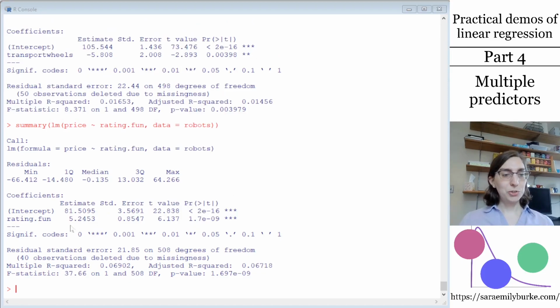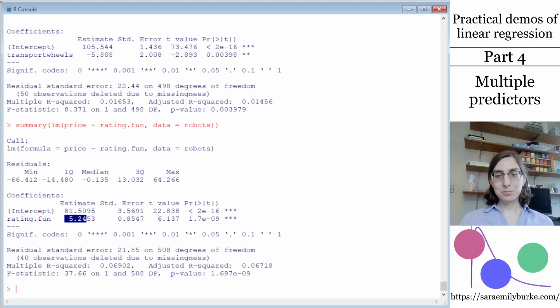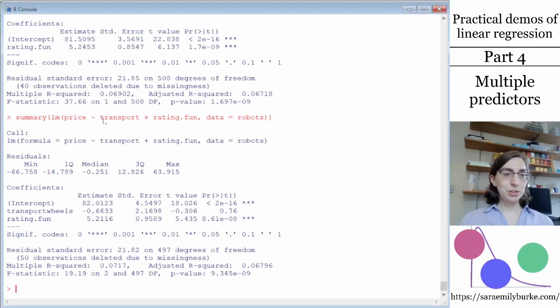Here's the linear association between how fun the robot is perceived to be and its price. It's 5.25. 1 unit of fun is associated with $5.25 of additional price. And here is the result of including transport and fun ratings in the same regression model as two predictors predicting price.